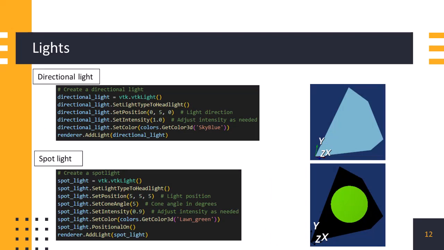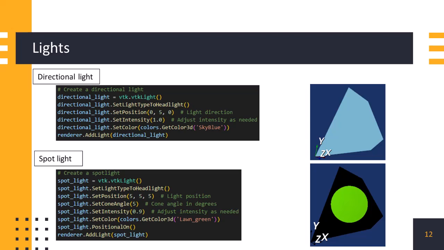Now, we create a directional light pointing in the Y direction, with a sky blue color and with full intensity. For directional light, we also need to define type of light as headlight. A headlight is always located at the camera, and is pointed at the camera's focal point.